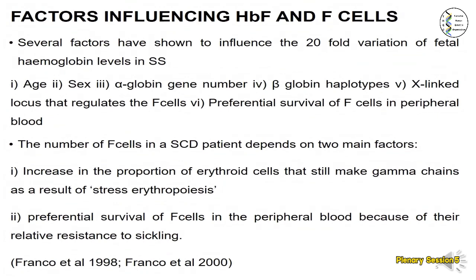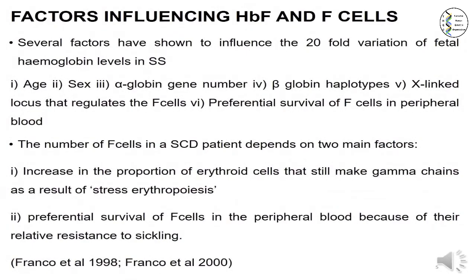One is the increase in proportion of erythroid cells that still make the gamma chains as a result of stress erythropoiesis, as we've seen in the previous slide, but also the preferential survival of F cells in the peripheral blood because of their relative resistance to sickling. As we know, these F cells do not undergo the polymerization process due to the tetramer structure of the fetal hemoglobin. So as we've mentioned, there are many factors that influence the variation that is seen in sickle cell disease individuals.